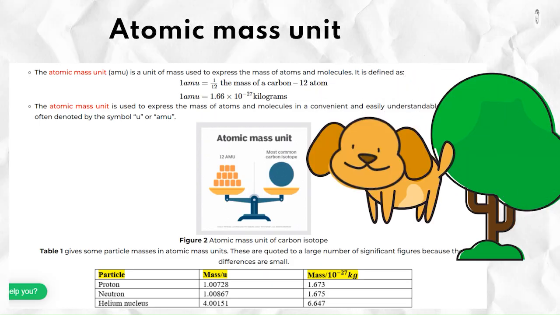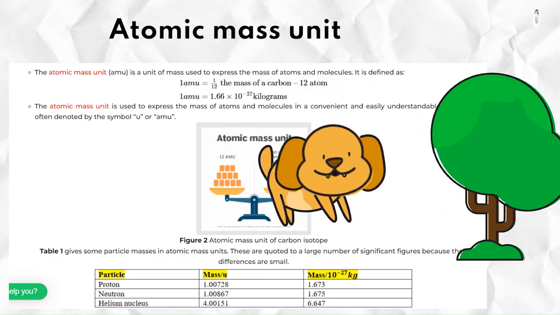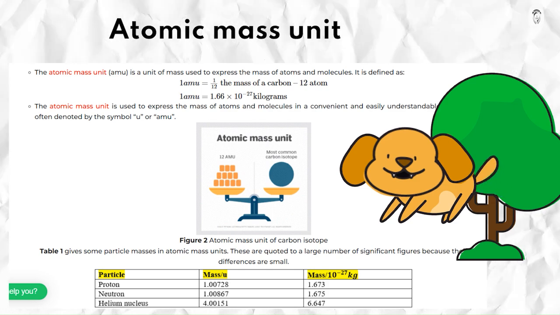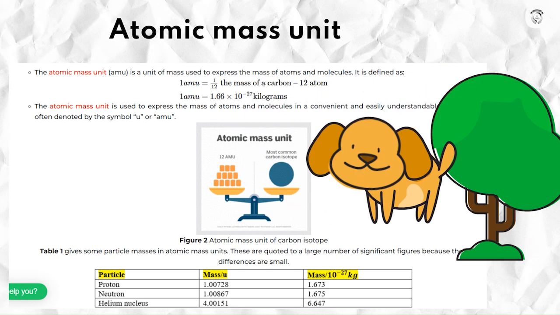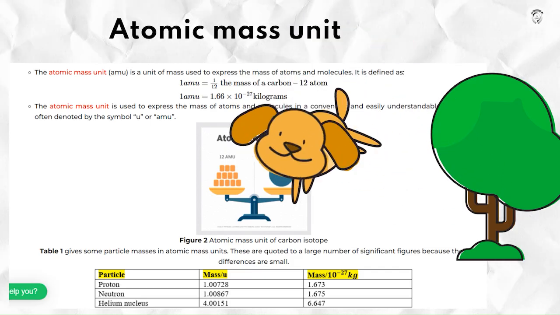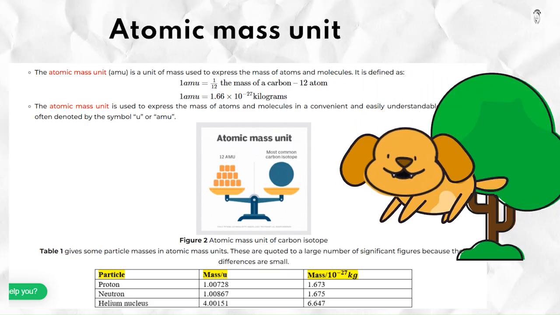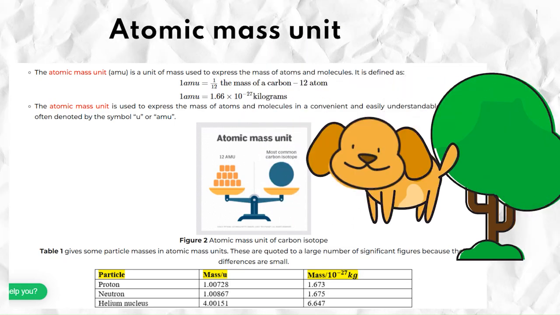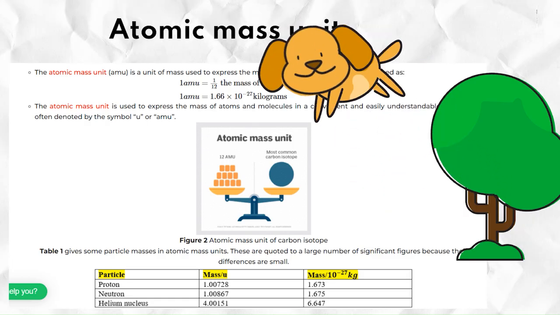Now, why are we using this atomic mass unit? Because definitely it's very easy to express the mass of the atoms and molecules. It's very convenient and it's very easily understandable. So the Table 1 that is given below here, you can see they have given us the masses, or you can say the atomic mass unit and the masses in kg, and they are given in a large number of significant figures because the differences are very small for the protons, neutrons, and helium nuclei. You can see this very carefully because you might need this in a few calculations for the exams.